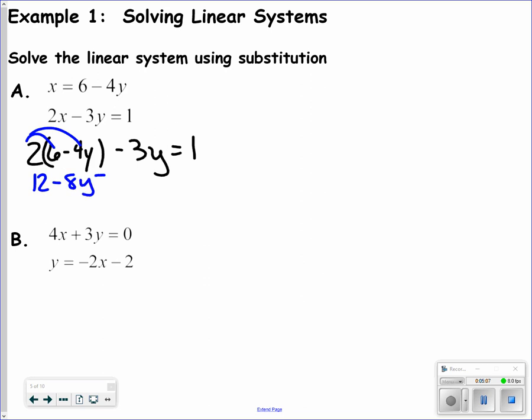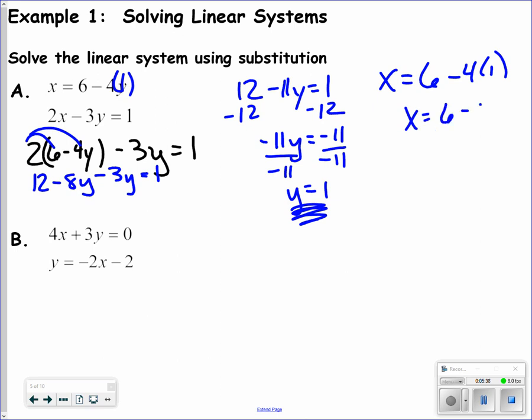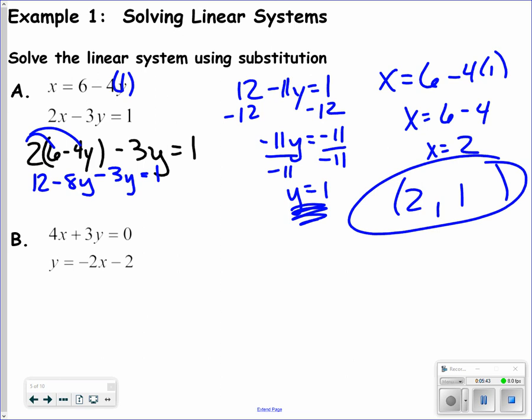So if I gave you this question back in chapter 1, you would add like terms. Then you would subtract 12 and divide by negative 11. So y is equal to 1. That's half your answer. I now go all the way back to the beginning, and instead of a y, I'm now going to put a 1. So x equals 6 minus 4 times 1. So 6 minus 4 is 2. So the answer to this question is 2 for x and 1 for y.